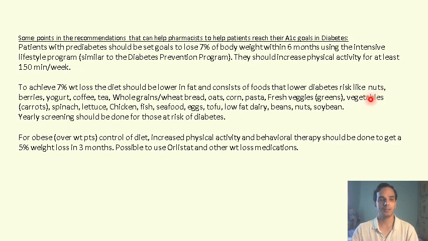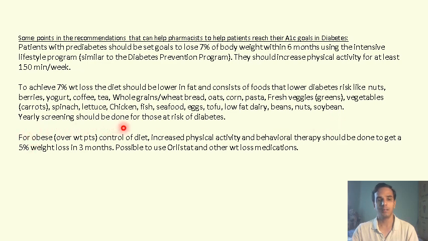To achieve 7% weight loss, the diet should be lower in fat and consist of foods that lower diabetes risk, like nuts, berries, yogurt, coffee, tea, whole grains, wheat bread, oats, corn, pasta, fresh veggies, greens, carrots, spinach, lettuce, chicken, fish, seafood, eggs, tofu, low-fat dairy products, generally food low in fat. Monounsaturated fats are okay. Complex fats are more difficult to digest. Beans, nuts, and soybean.